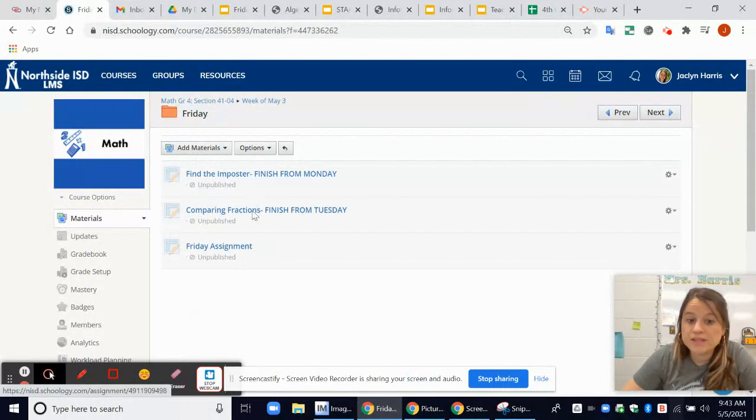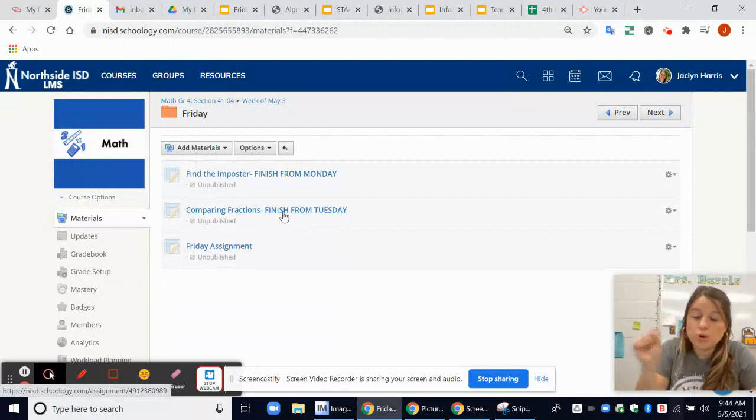Now, there are 3 things in here for you to do. One of them is find the imposter. You might have already started these slides. Remember where you're matching like decimal to fraction to picture. Finish those. That's job 1. Job 2, comparing fractions from Tuesday. You might have already finished them, but you may have only done about half. Go back in and finish those.